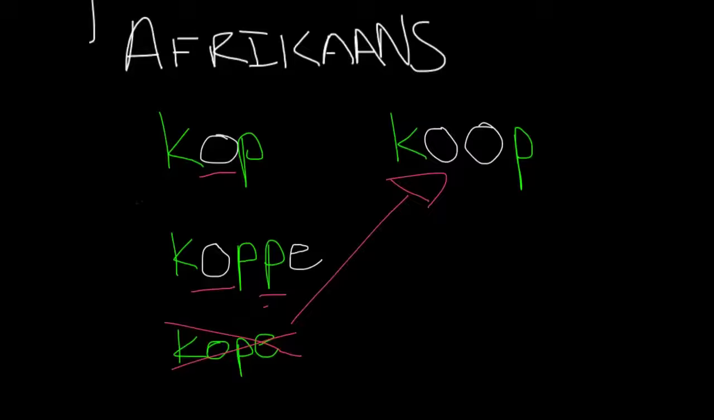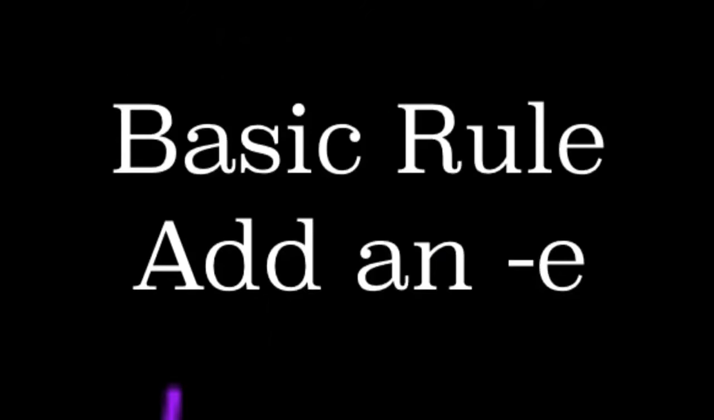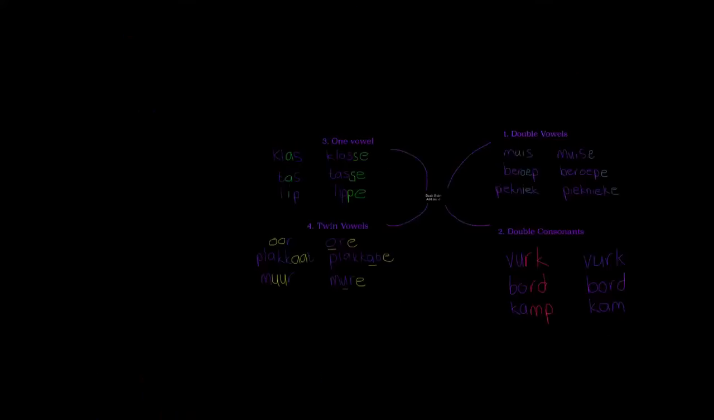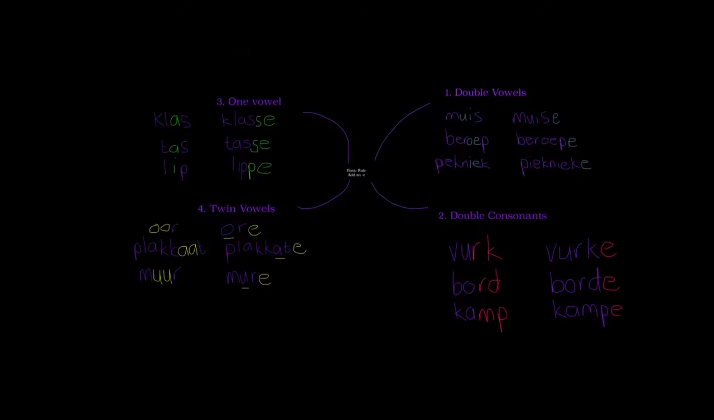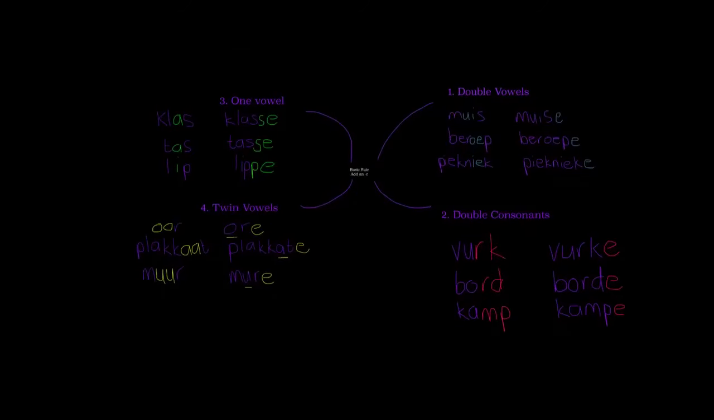Now that we've covered that basic understanding, I think we can move on to what the real rules for Meervoude are. The basic rule is that we add an E, but there's a couple of ways that we make this happen. We start with 4 different kinds of words. We have the kinds of words that have double vowels in the middle, and by double vowels I mean 2 vowels that aren't the same. Then we have double consonants, so the word finishes with 2 consonants.